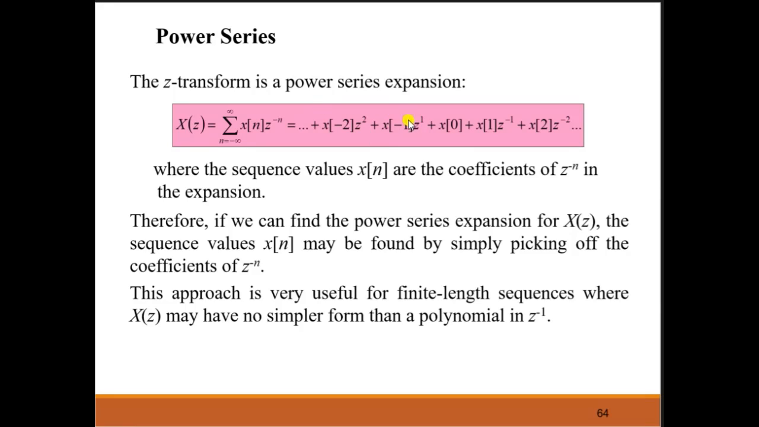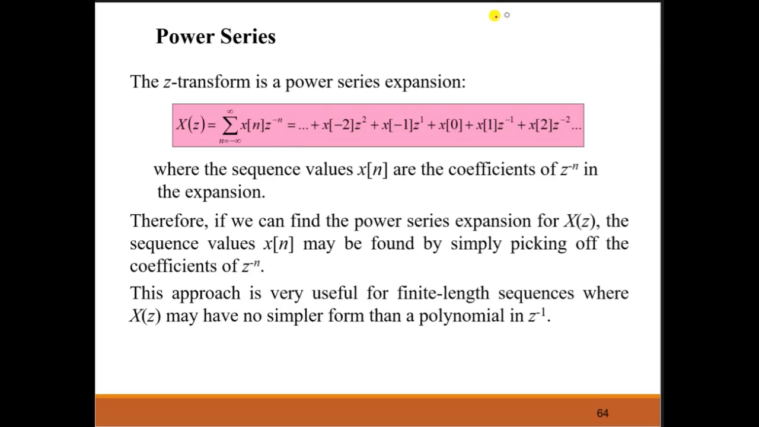Right, we have looked into the inverse Z transform using the inspection method. Then we have looked at the inverse Z transform using the partial fraction expansion, and now we look into the power series. So X(z) is the summation of x[n] times z to the power of negative n.